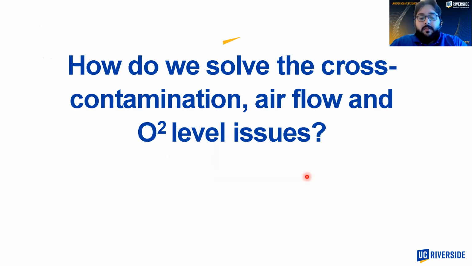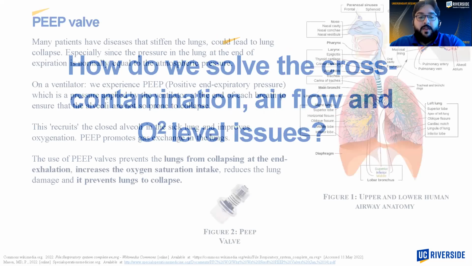So now we have the splitter, we have the main idea, we've 3D printed it. Now, how does this solve the cross-contamination issue, the airflow issue, and the O2 issues? Well, it doesn't, that's why we had to find another solution, because we found a way to split the air. Now we have to solve those issues, which are the cross-contamination, airflow, and O2 levels.